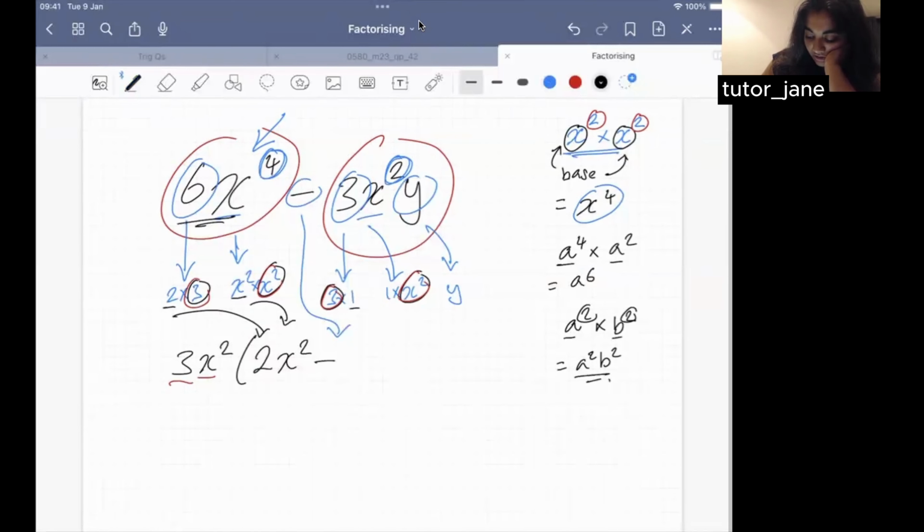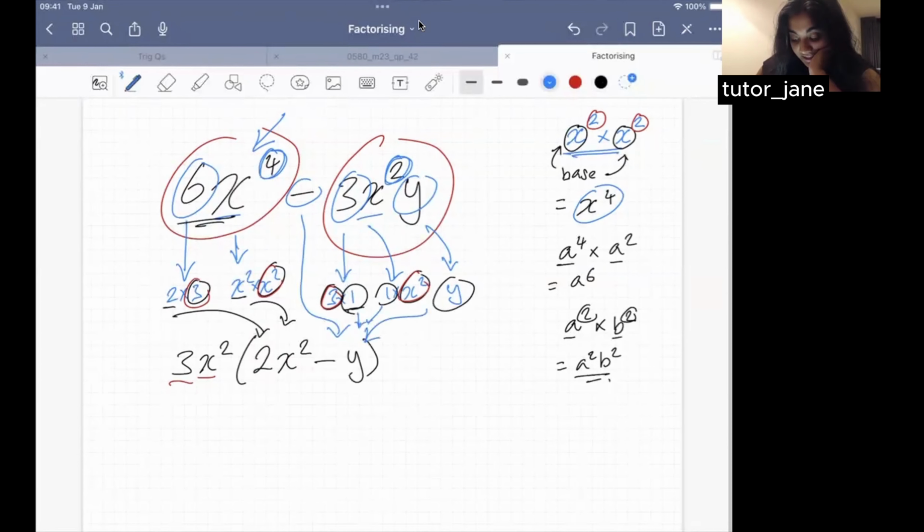And on the right-hand side, we've got a 1. Cool. Another 1. Cool. 1 times 1 is 1. And we've got a y. So the y is going to come down here. And the 1s are also here, but 1 times anything is itself. So 1 times 1 times y is y. And this is the factorized form of our expression.